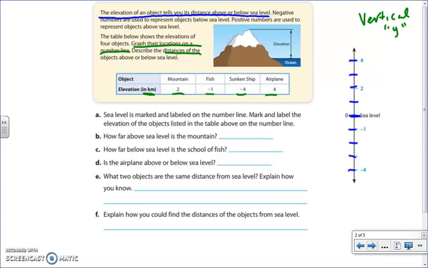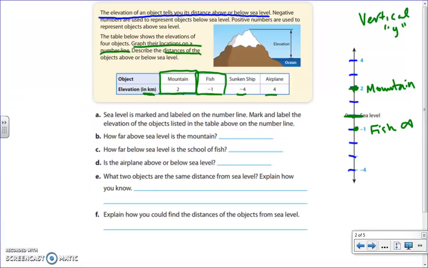So it says that sea level is marked and labeled on the number line. Mark and label the elevation of the objects listed in the table above on the number line. So if this is sea level, I'm going to look at my first object, the mountain. I would say that 2 is the mountain. So I'm going to label that at 2. That's the mountain. Okay. The fish are at -1. So if this is sea level, 1 below sea level would be there. That would be the fish, or the fishers, blub blub. There you go, little fish.